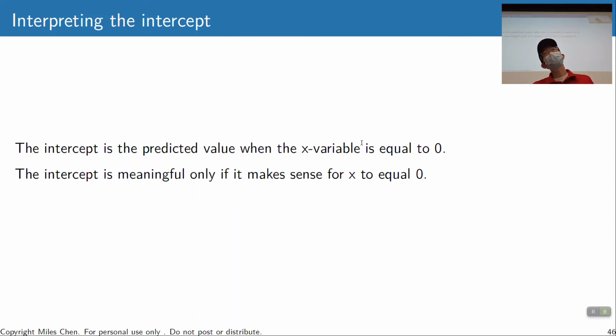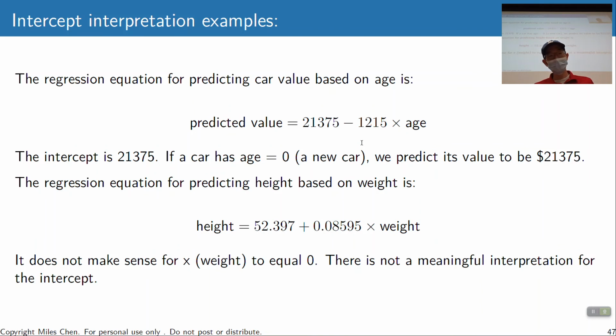The intercept sometimes has an interpretation, and that is, what is your prediction for y if x is 0? Now, sometimes it makes sense for x to be 0, and other times it's nonsense to plug in 0 for x. So for the car, can you have a car where the age is 0? Sure, that would be a new car. And according to this line, we predict its value to be 21,375. The intercept is 21,375. That's what we predict the value to be if x is 0.